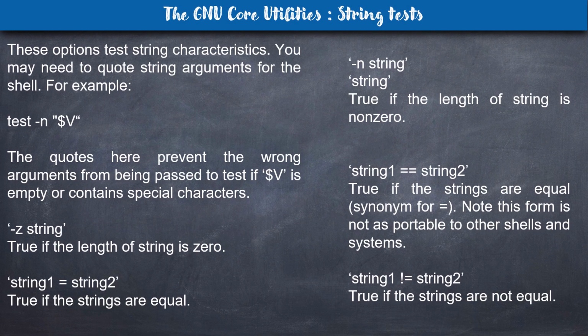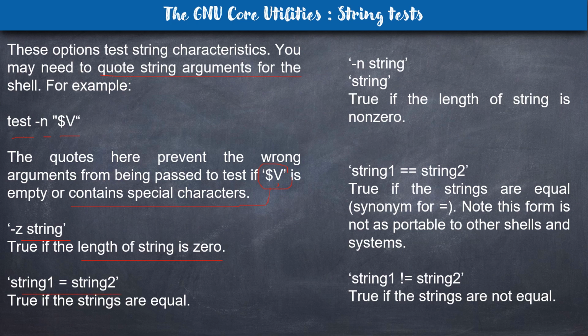Some more options here. These are the test string characteristics. You may need to quote a string argument for shell test, and quotes prevent the wrong argument from being passed to test if the variable is empty or contains special characters. So this will basically test whether the argument passed is empty or contains special characters. Suppose the user has entered something bad, you can use this command to test if the argument is valid. Hyphen z string is true if the length of the string is 0.